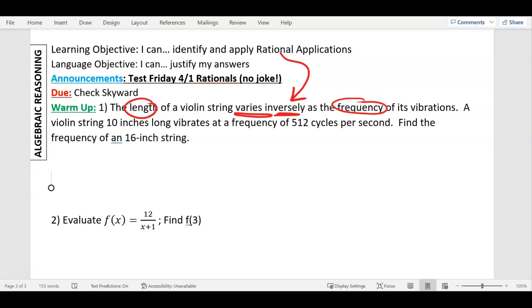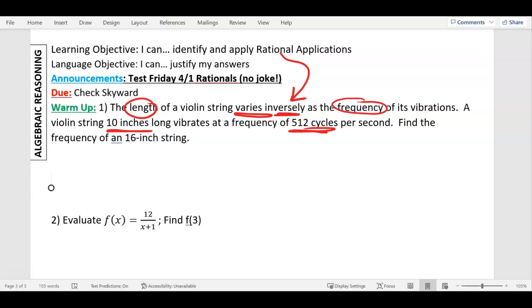Now, what we learned about inverse variation is that you're just multiplying two things. It's the product. Remember that word? Multiplying. So the two things I have, what is the length that I'm given? The first one. Okay, I'm going to underline that. 10 inches. And then what is the frequency in cycles per second of the 10-inch string? 512 cycles, right?